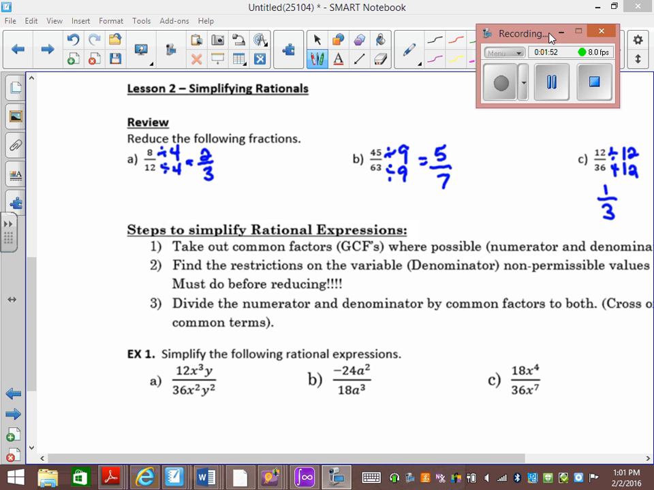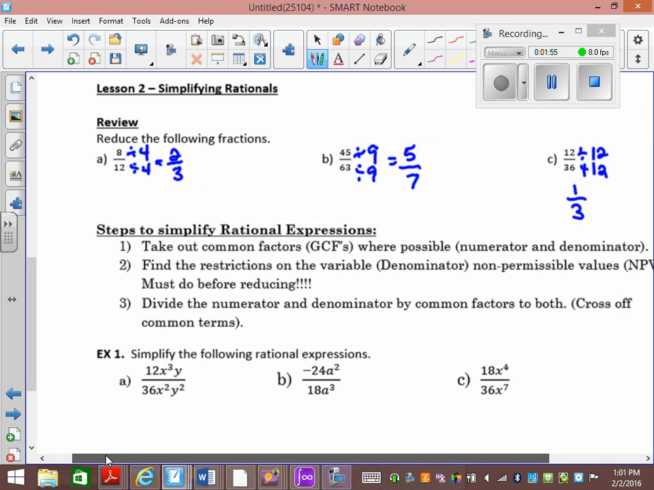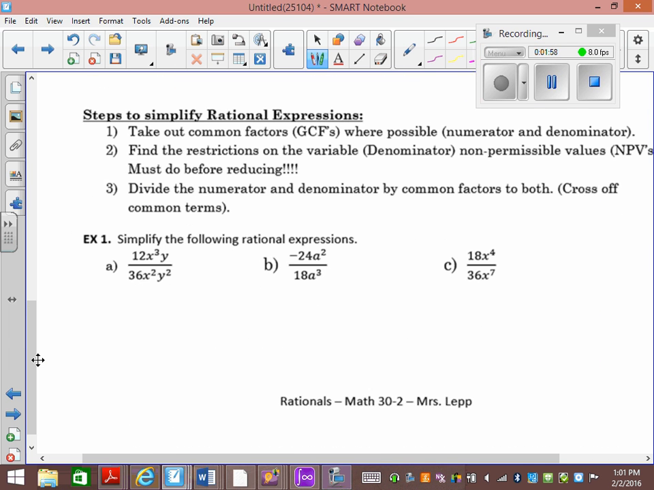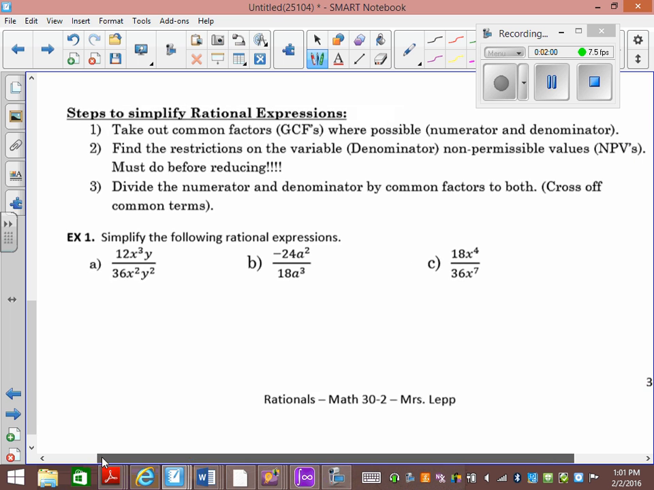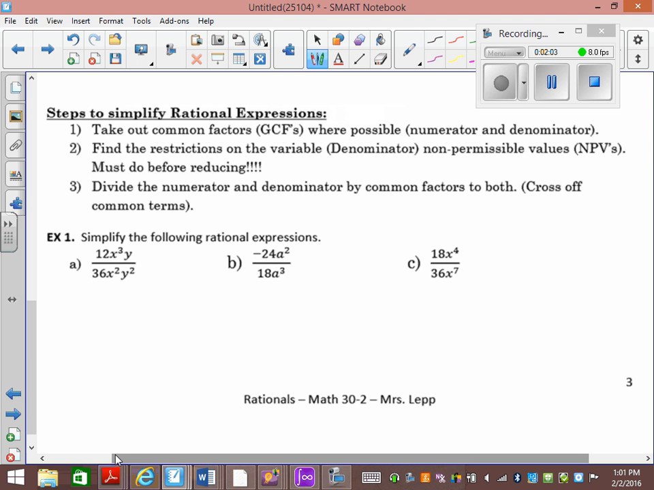So steps to simplifying rational expressions. So the first thing you want to do, so those are just basic fractions. Once we go to rationals, we have to follow certain steps. We take out common factors, GCFs where possible in the numerator and the denominator. We also check for difference of squares. So we see if we can take out GCFs, and then we also check for difference of squares, because those are the only things that we can do to simplify it, okay?